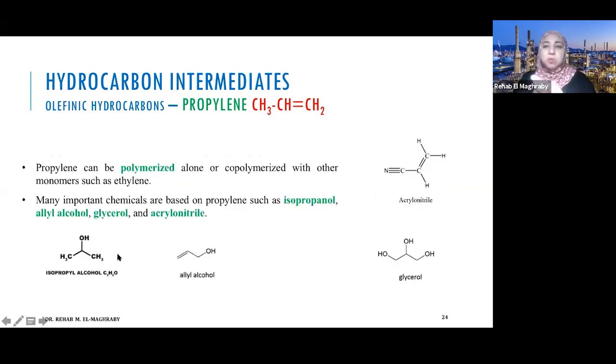So why propylene? Is it only to get polypropylene? No, propylene can also be used to produce isopropyl alcohol. You know the rubbing alcohol. It is one of the alcohols also used for sanitizing, and it is better to use than ethanol. So isopropyl alcohol is produced from propylene. Allyl alcohol, acrylonitrile, glycerol, and other components are also based on propylene.